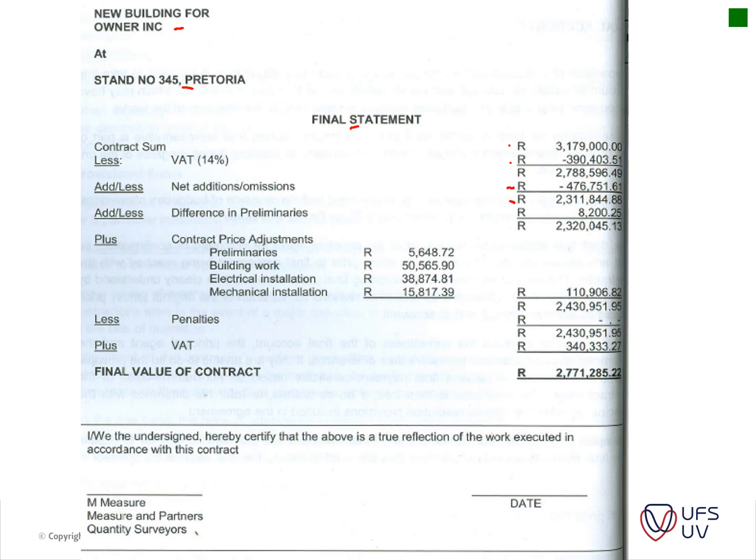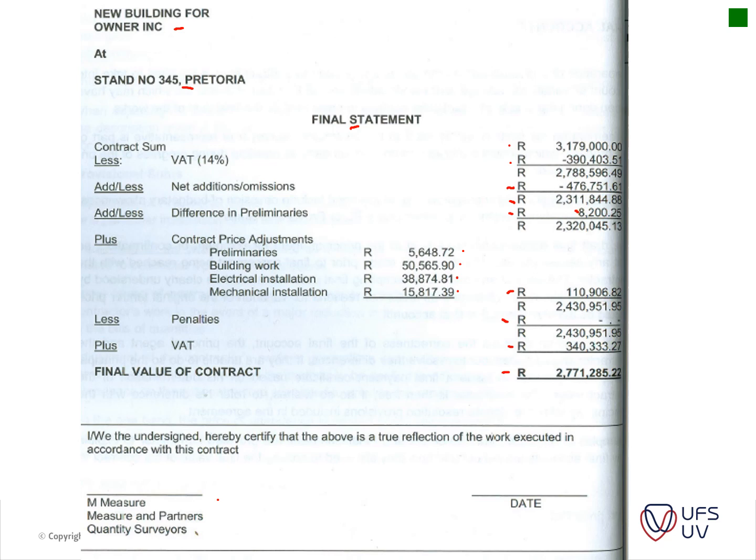estimated at or calculated at 2.3 million, and then add differences in the preliminaries. So there was some additional preliminaries that was added, and then you get to your contract price adjustments. Your contract price adjustments is that CPAP that we spoke about earlier on, that was issued, and then that is added as well on the project. And then you have maybe penalties. In this case there was no penalties, and then you add your VAT at the bottom and you get to your final amount that is due to the contractor.